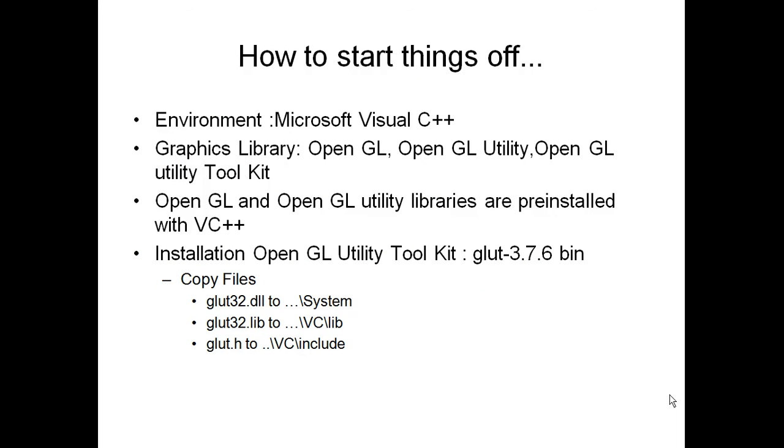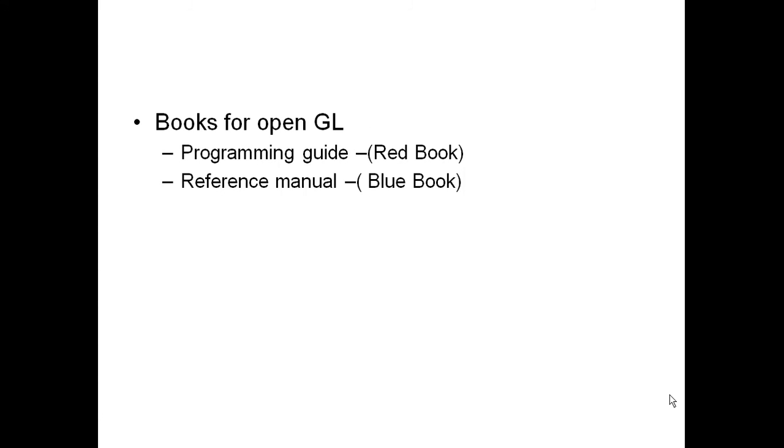How to start things off? The environment used for OpenGL programming is Microsoft Visual C++. The libraries used are OpenGL, OpenGL Utility, and OpenGL Utility Toolkit. The OpenGL and OpenGL Utility libraries are pre-installed with Visual C++. Installation of the OpenGL Utility Toolkit is done using GLUT 3.7.6 bin. Copy files from glut32.dll to the system, glut32.lib to VC/lib, glut.h to VC/include. Books for OpenGL are the Programming Guide and the Reference Manual.